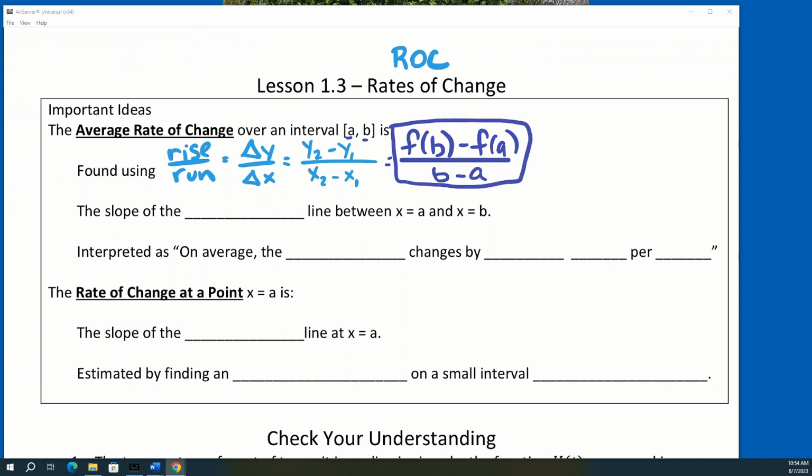Now you can still think of it as the same thing. You're still finding the rise over the run. You're still finding the change in y over the change in x. We're just going to notate it slightly different. Now I want you to know what you're finding graphically or geometrically also. And so whenever you're finding the average rate of change, what you're finding is the slope of the secant line.